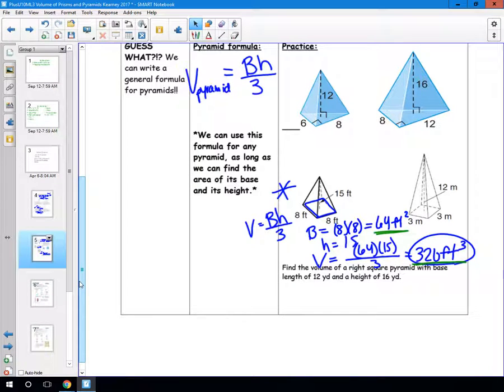Now notice that my base was squared, but my volume is cubed. Remember, volume is always cubed, area is squared. So when you come to my station, we'll talk about why in the world are we dividing by 3.